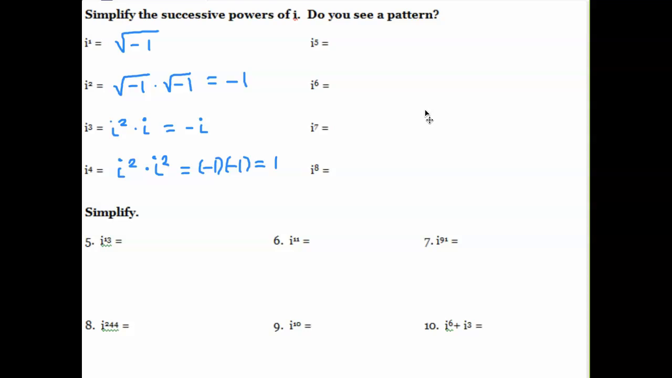i to the fifth would be like i to the fourth times i. But i to the fourth is 1. So i to the fifth is i. i to the sixth.